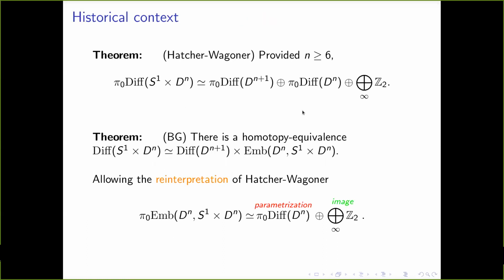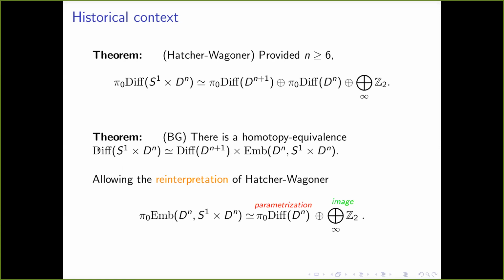Anyhow, so relations to other theorems. There's this theorem of Hatcher and Wagoner that pi zero Diff of S^1 cross a disk, provided you're in very high dimension, splits as pi zero of the ambient dimensional disk, pi zero of the factor disk, pi zero of Diff of the factor disk, and then there's a direct sum of infinitely many Z mod 2s. So I want to give you a slight reinterpretation.